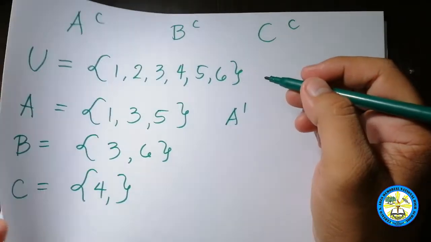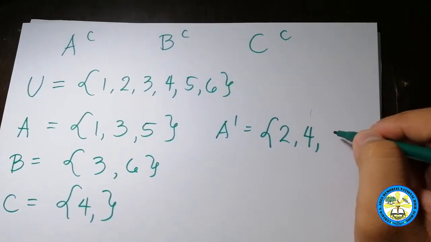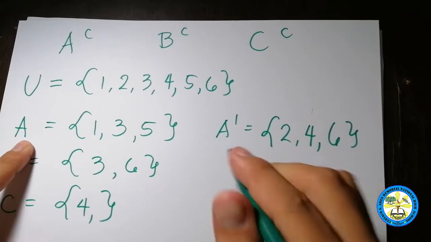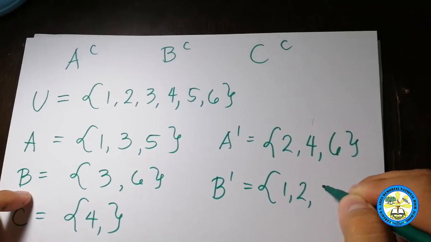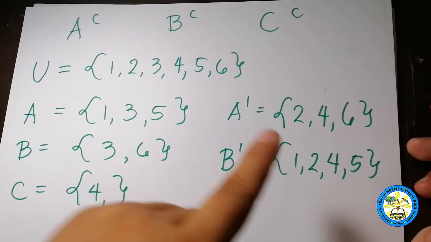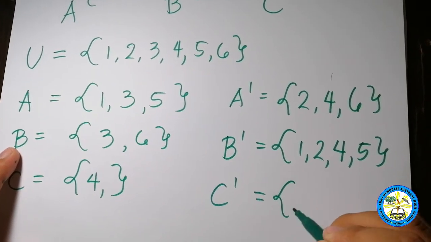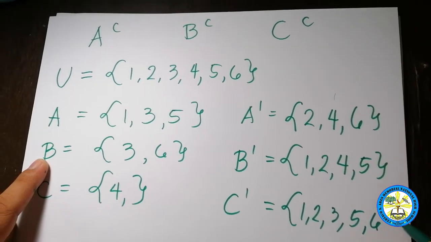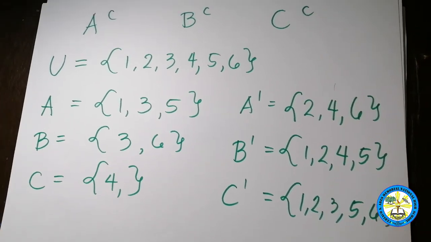In finding the A prime or the A complement, we have 2, 4, 6, respectively. These numbers are not present in event A. For finding B prime or B complement, we have 1, 2, 4, and 5. These numbers are also not present in event B. C prime or C complement is equal to 1, 2, 3, 5, and 6. These numbers are not present in event C. So these are the complements of the given sets.